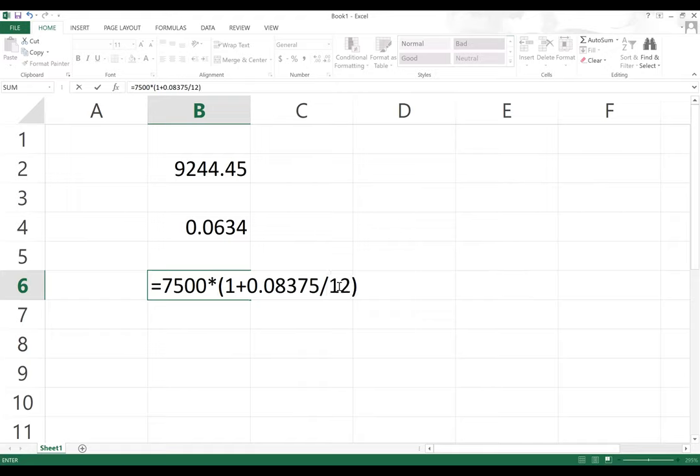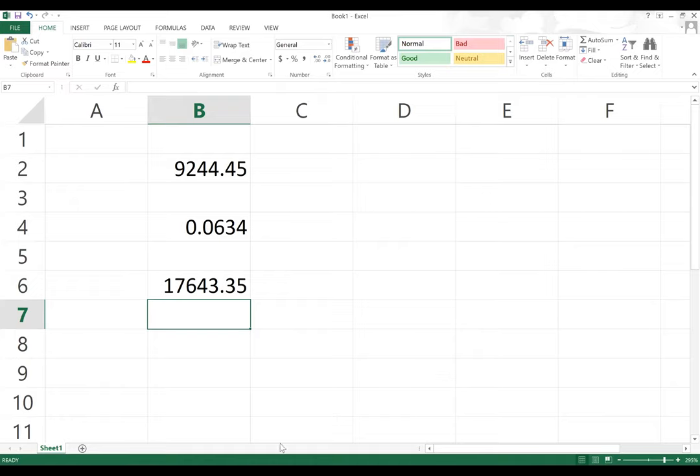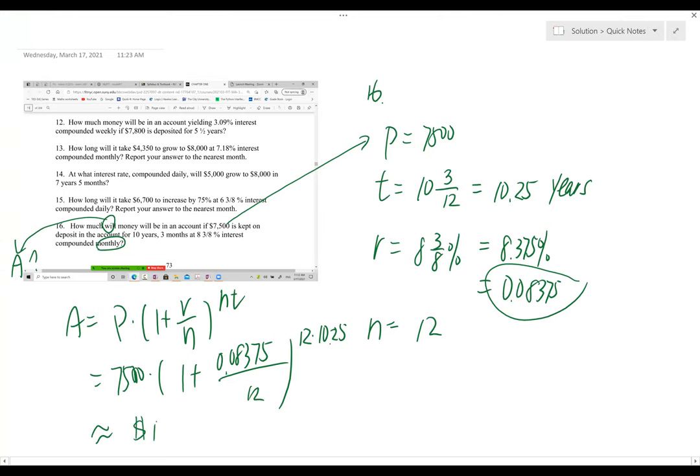0.08375 divided by 12 and raised to the exponent. Make sure you put the exponent in parentheses, because the exponent itself is an operation, a multiplication: 12 times 10.25. That should be the proper input into Excel. Once you have this, hit enter and get a result. You end up with $17,643.35. That should be the final answer.